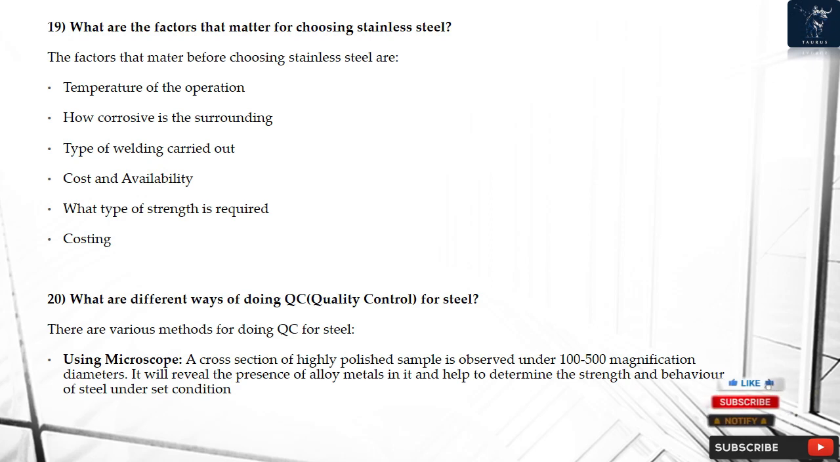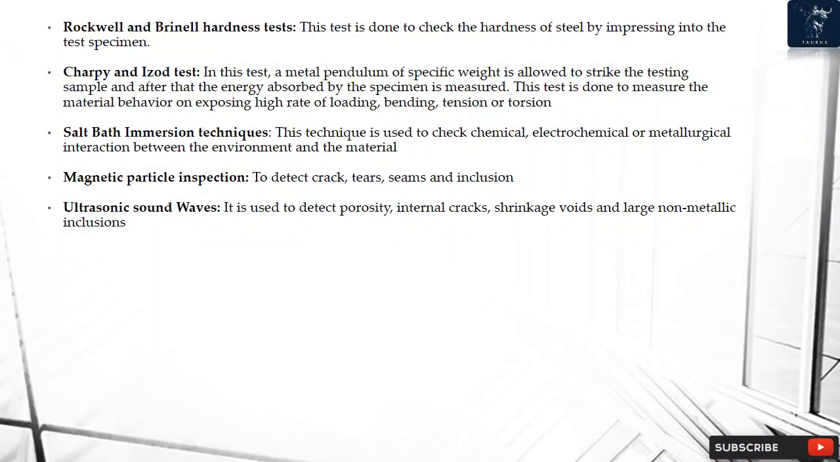20. What are different ways of doing QC, quality control, for steel? There are various methods for doing QC for steel. Using a microscope, a cross-section of a highly polished sample is observed under 100 to 500 magnification diameters. It will reveal the presence of alloy metals in it and help determine the strength and behavior of steel under set conditions.